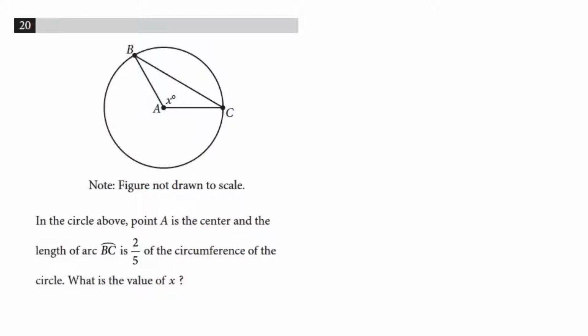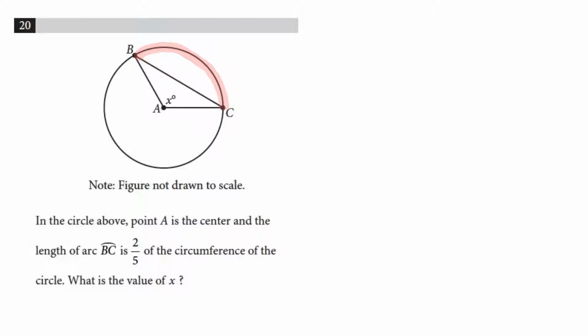20. Note, figure not drawn to scale. In the circle above, point A is the center, and the length of arc BC is 2/5 of the circumference of the circle. What is the value of x? So we have an arc here, BC, and that's 2/5 of the circle. Well, the arc and the central angle are proportional.